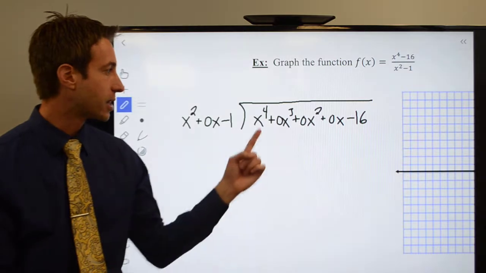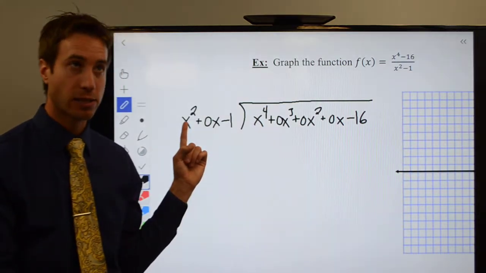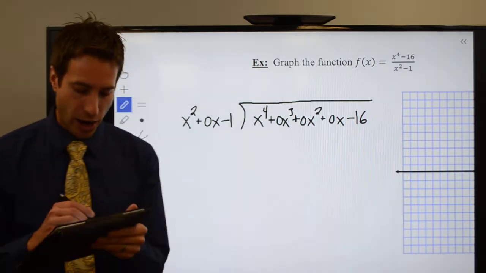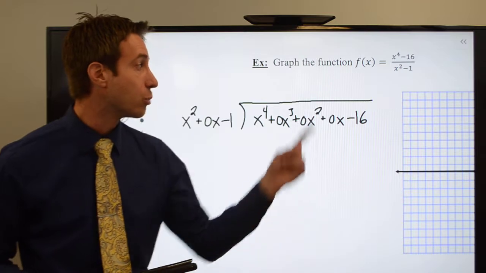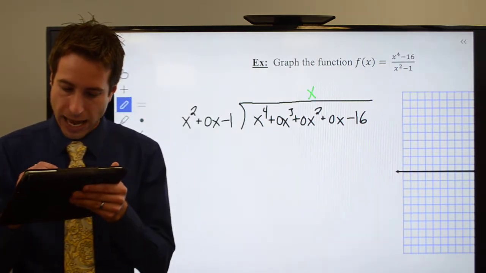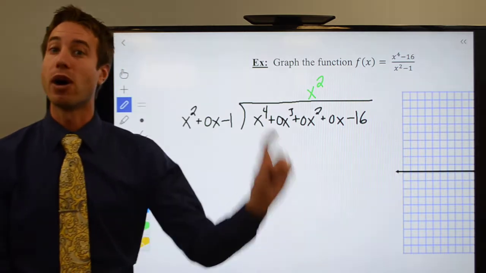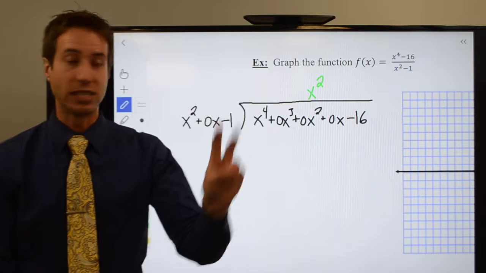So, divide first, x to the fourth divided by x squared. Well, x to the fourth divided by x squared is x squared. Make sure you line up your powers of x. Since I get an x squared, it will go over top of the x squared. So there's my x squared. That's step 1, divide. Step number 2 is to multiply.